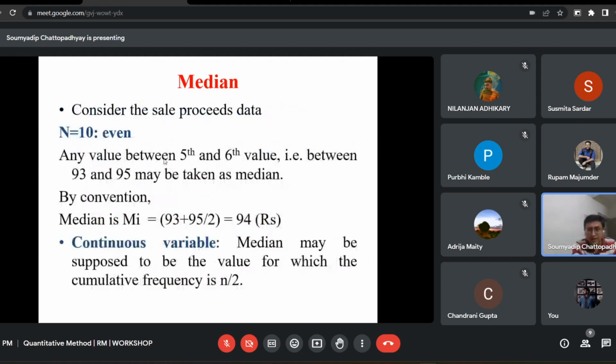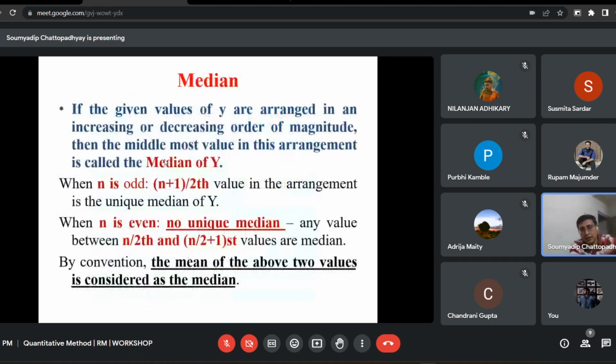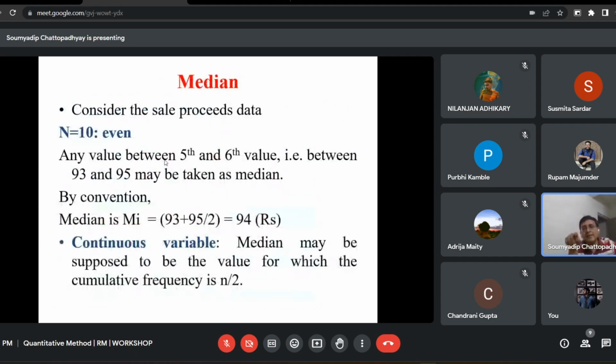Again, if we consider the sales process data, that means the data which I have given here. So here we have 10 days, and there are sales which are done on those 10 days. So that means your n, the number of observations, is 10, and n by 2 is 5. So what is the median value? Median value is any value which is between the 5th and 6th value and may be taken as the median, and by convention it is the average of those two values. So by the convention, your 94 will be the value of the median in that particular case.